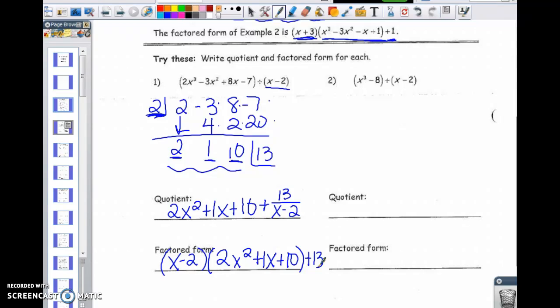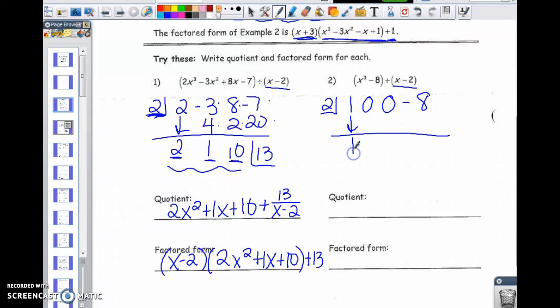Now I can look at this next one here. I have an x cubed minus 8 divided by x minus 2. What jumps out to me at this problem is that I have an x cubed, but I don't have any x squared or x terms. So I know I need to have 2 placeholders here. All right, x minus 2 means 2 goes there. 1x cubed, 0x squared, 0x, negative 8.